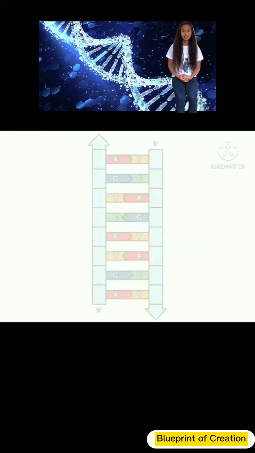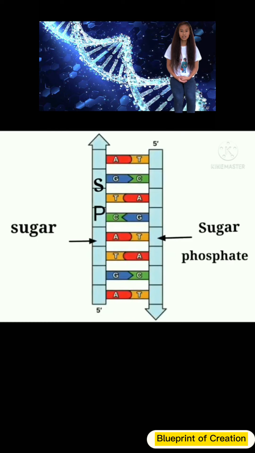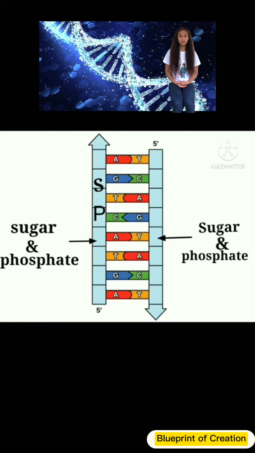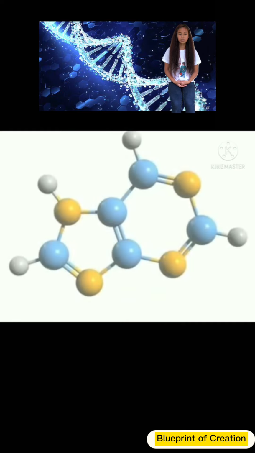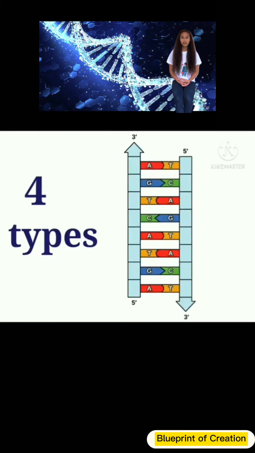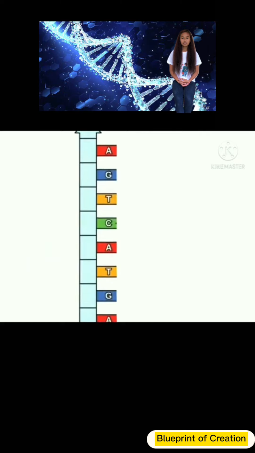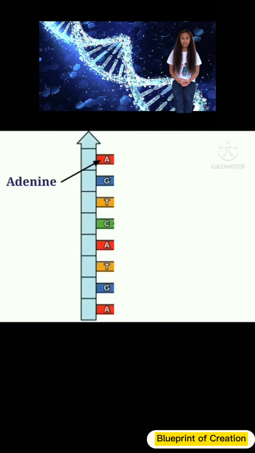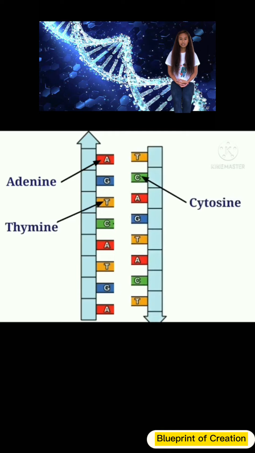What does DNA look like? DNA has a ladder shape, made up of a nitrogenous base, sugar, and phosphate group called a nucleotide. There are 4 types of nitrogenous bases present in DNA. A, adenine, always bonds to T, thymine, and C, cytosine, bonds to G, guanine, and this is called hydrogen bonding.